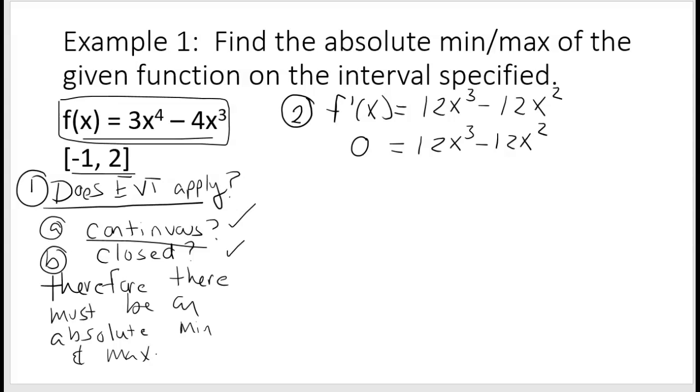Now, how do we solve this? Well, we're going to have to do some kind of factoring. Remember, there's really three main factoring strategies. There's the box method or reverse foiling. There's difference of squares, and there's GCF. And in this case, this one has a GCF. I could factor out a 12x squared, which would leave me with this. And then I'm going to set each one of these factors equal to 0 and solve.